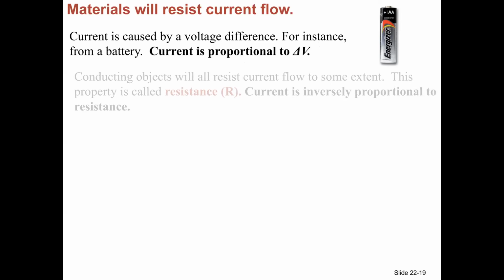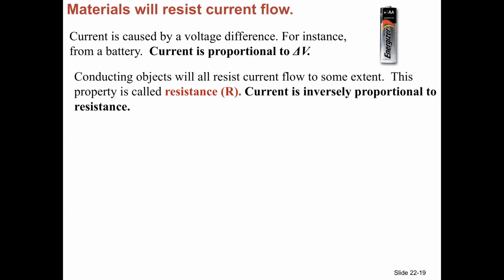It's also going to be inversely proportional to how good of a conductor the material is. This is a property of a wire material we call the resistance. So the more resistive a material is, that means it's going to hinder current. We call this property resistance. We use the symbol R, capital R. And current is inversely proportional to this property.